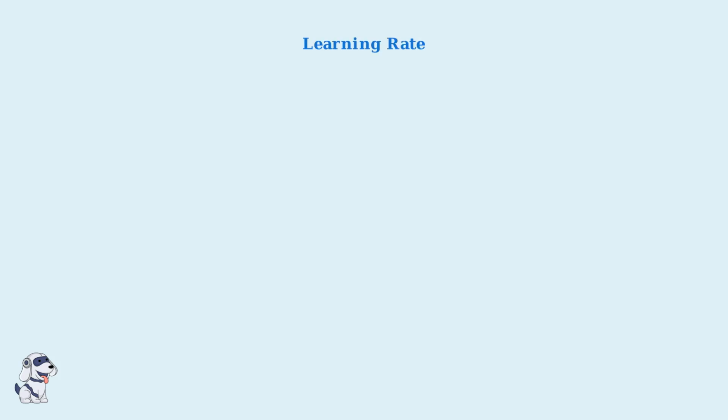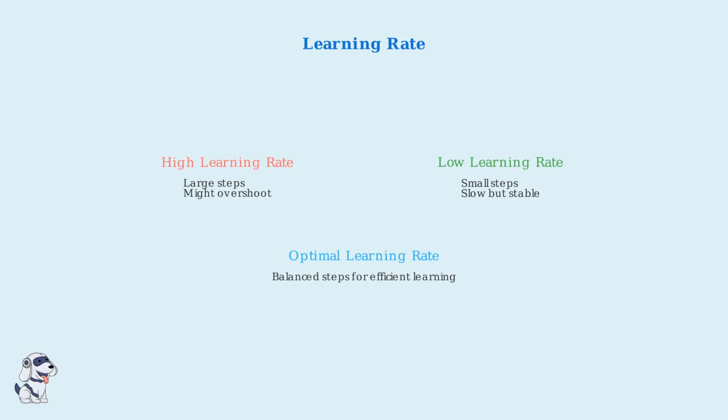The learning rate controls how big steps we take when updating weights. Too large, and we might overshoot the minimum. Too small, and learning becomes very slow. Finding the right learning rate is crucial for effective training. It's one of the most important hyperparameters that determines how quickly and effectively a neural network learns.